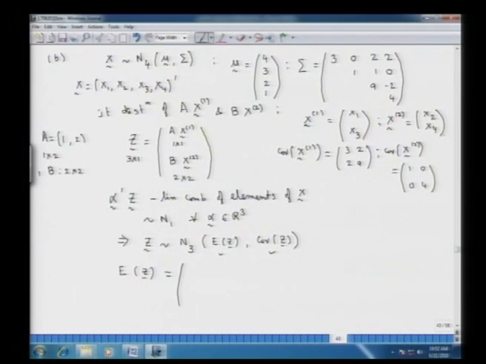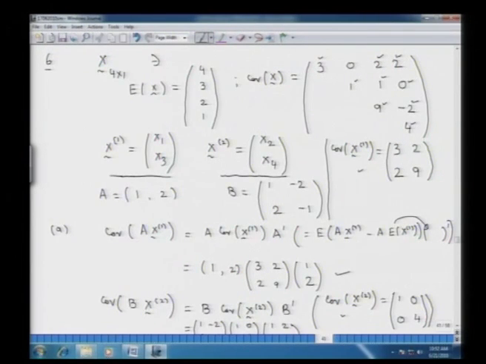So that would be given by A times expectation of x1, and this is B. A and B are non-stochastic matrices. So this is going to be given by this particular element. Now expectation of x1 and expectation of x2 are simple to be obtained. We had expectation of x vector to be given by this. So if x1 is x1 x3, then expectation of x1 would be 4 2, that particular subvector.